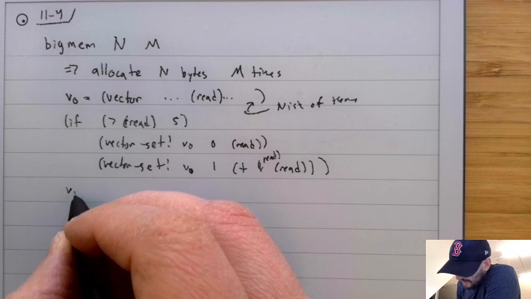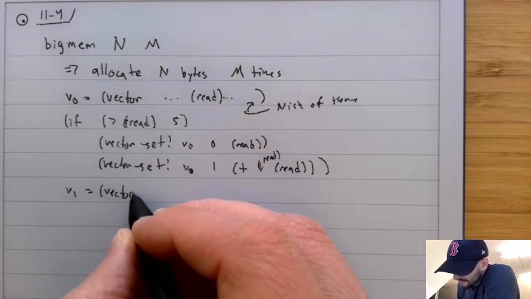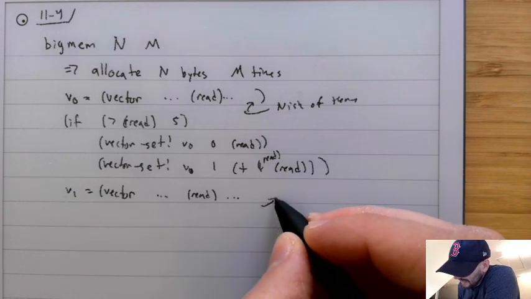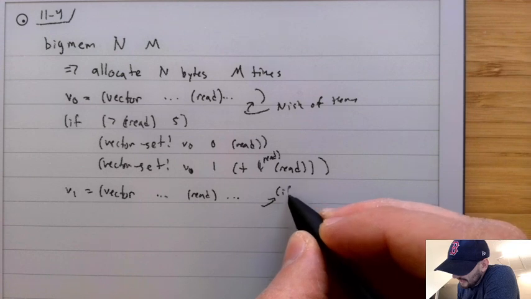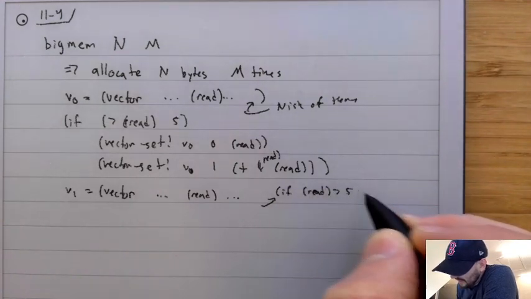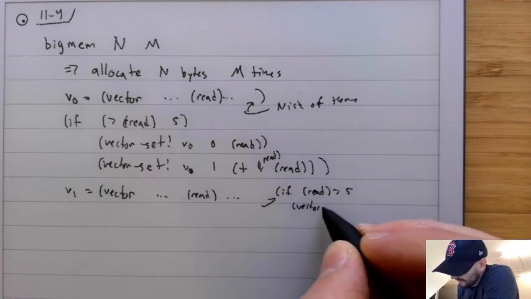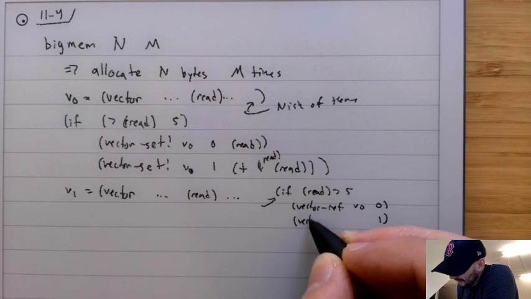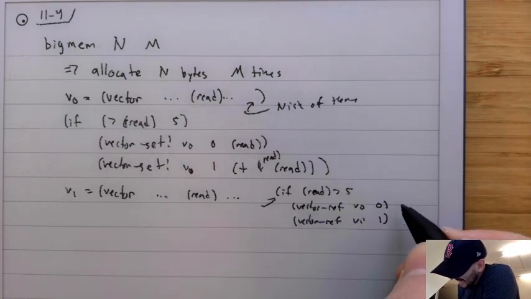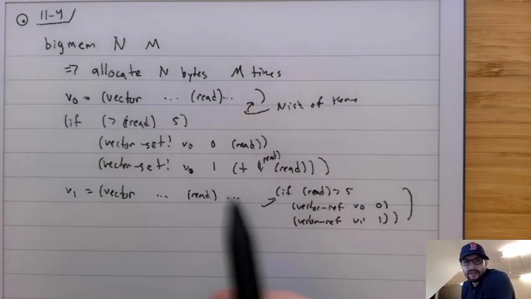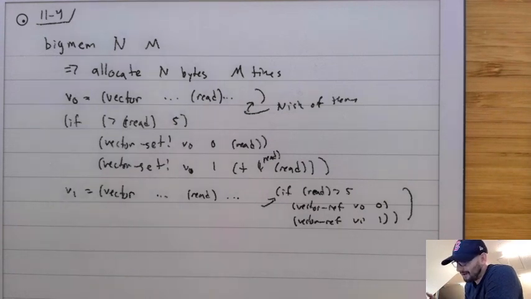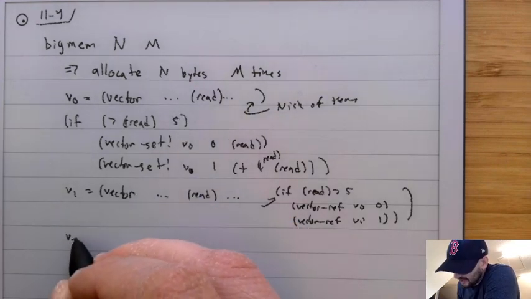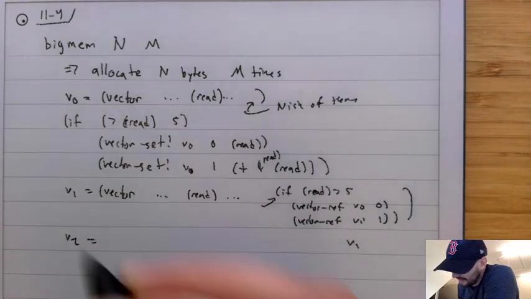Okay, so then we'll make v1. And v1 is going to be a vector where its values are all going to be reads, except one of them, maybe the last one. Its value is going to be something like, if a read is greater than 5, then do a vector ref on v0 and look at 0, otherwise look at 1. Now what's going on here? What's going on here is that after this vector gets constructed, we're never going to look at v0 again, so that means it could be freed. But we are going to guarantee that it gets looked at at least once. Then we're going to have v2 look exactly the same as this, except it's going to have a reference to v1 here. And by the way, we're going to modify it too.